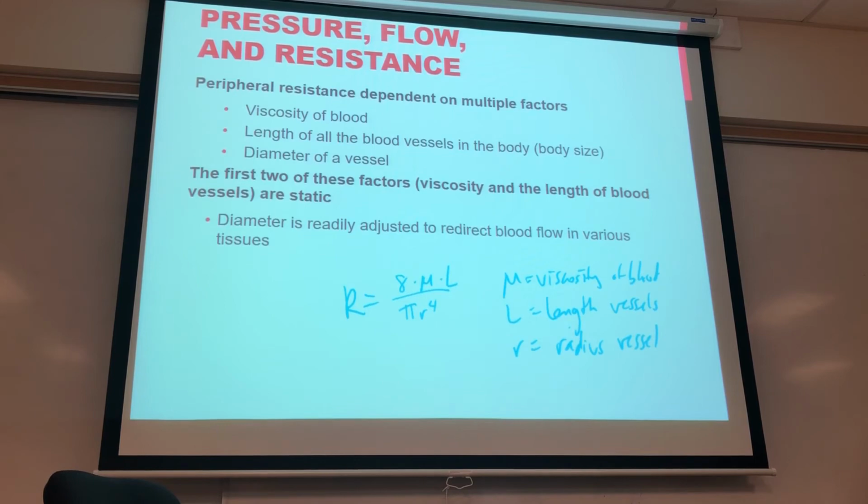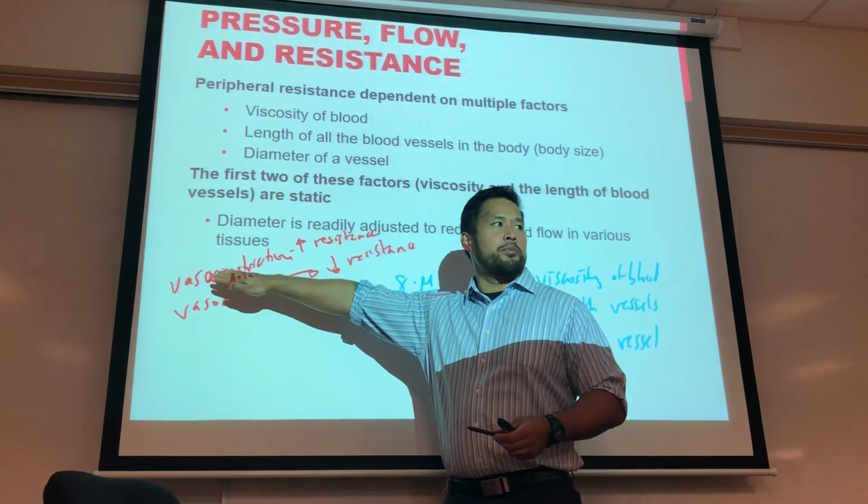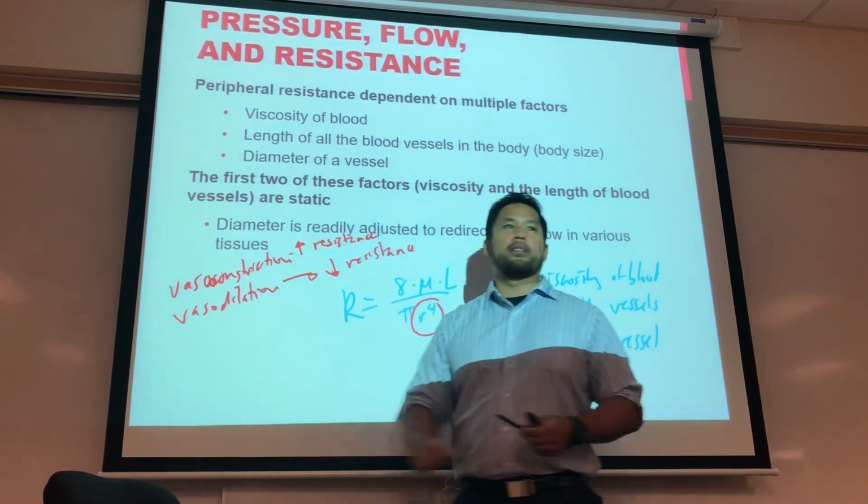So again, the biggest factor for all of this would be the radius. And we employ that through what we call vasoconstriction or vasodilation. Vasodilation would lead to a decrease in resistance, and vasoconstriction would result in increased resistance. Not to confuse this with venoconstriction, which is related to the veins; this is related to the arteries.